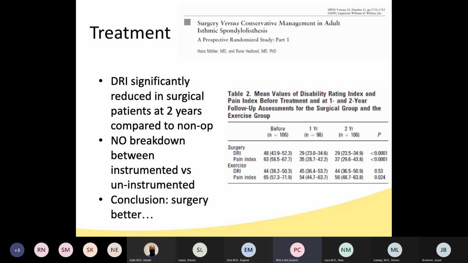So the disability scores improved significantly at 2 years compared to non-operative management. And again, there's no real breakdown between how the surgeries were done, but the conclusion essentially was that surgery did better than continued non-operative management.